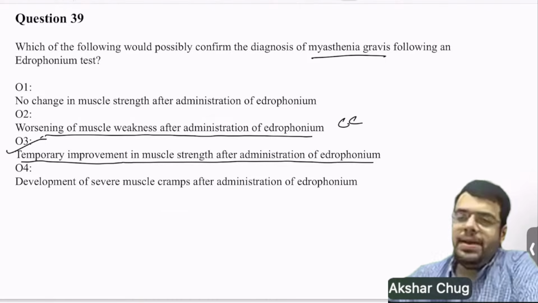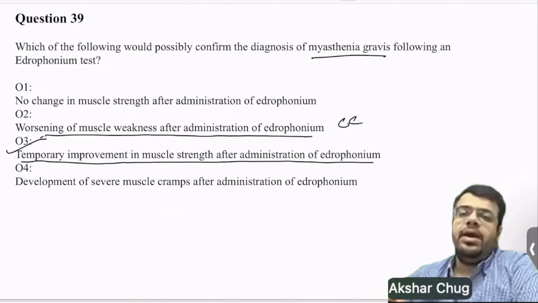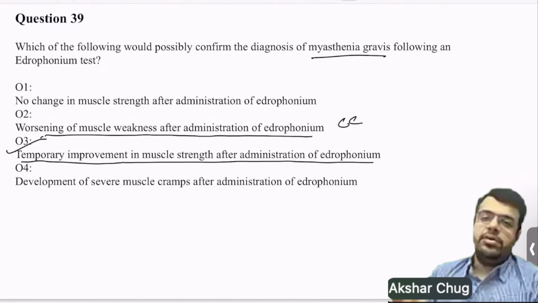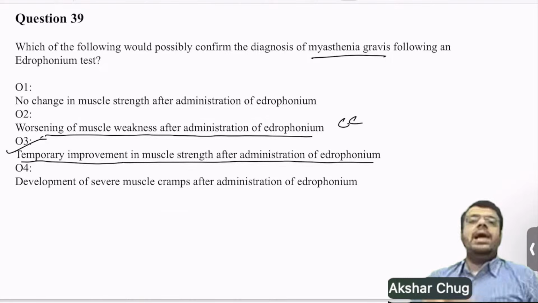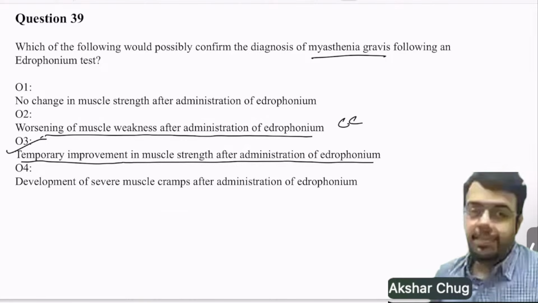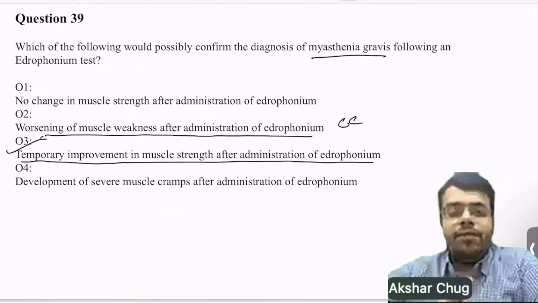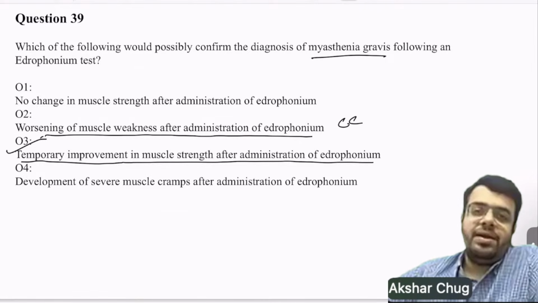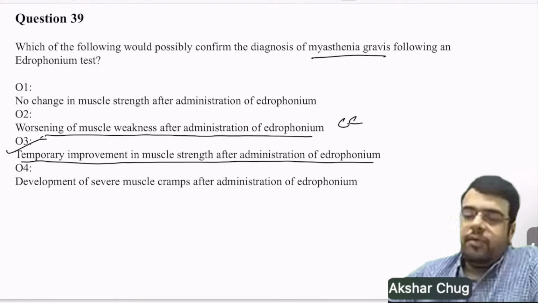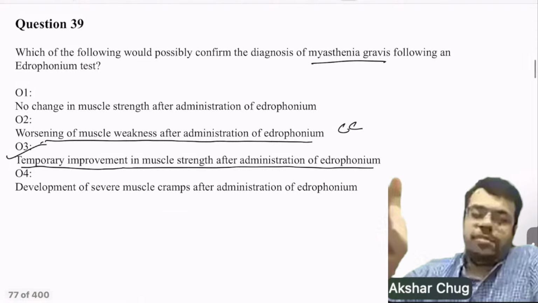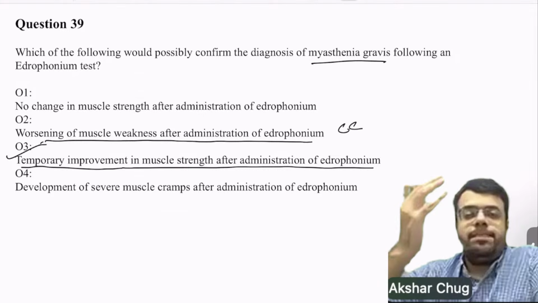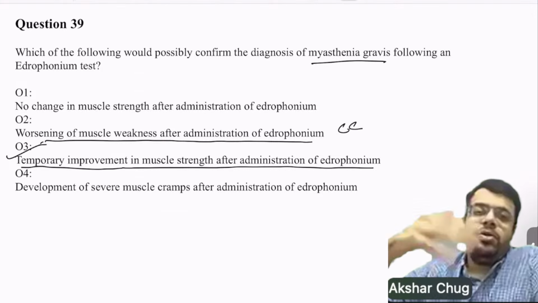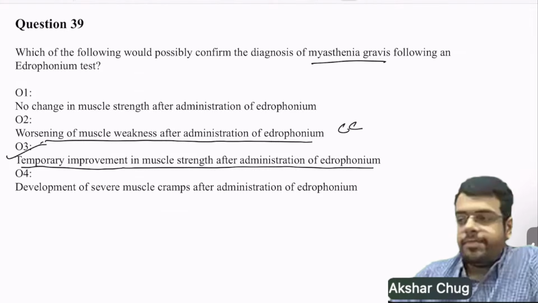What basically happens is edrophonium works in a similar way as physostigmine or neostigmine. So it will inhibit the acetylcholinesterase and will help in the buildup of acetylcholine in the synaptic cleft. Now this will result in improvement in the myasthenic symptoms. We can also use the ice pack test, in which we put an ice pack onto the patient's eye, and we also look for a similar kind of response.